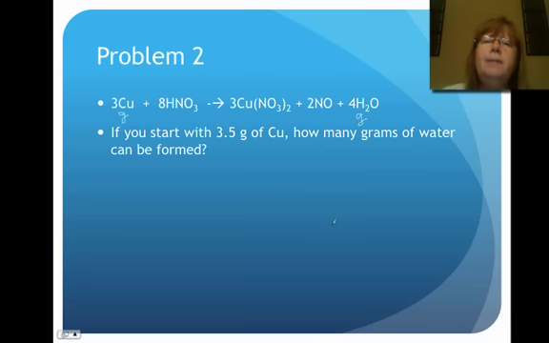So take it one step at a time. The first step, make sure you have a balanced equation, and we do. The next step is for us to convert whatever we've been given to moles. It was nice when we were given moles.